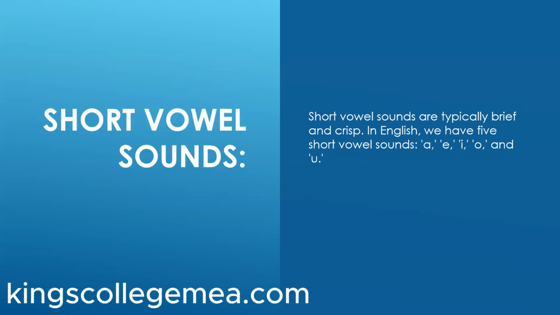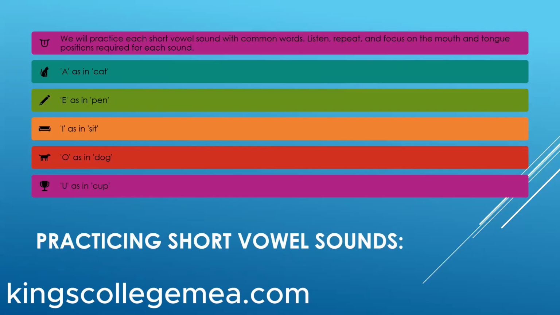Short vowel sounds are typically brief and crisp. In English, we have 5 short vowel sounds: a, e, i, o, and u. We will practice each short vowel sound with common words. Listen, repeat, and focus on the mouth and tongue positions required for each sound.